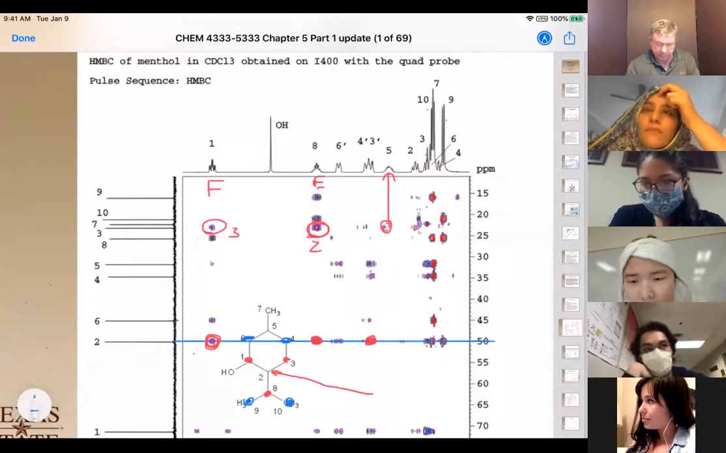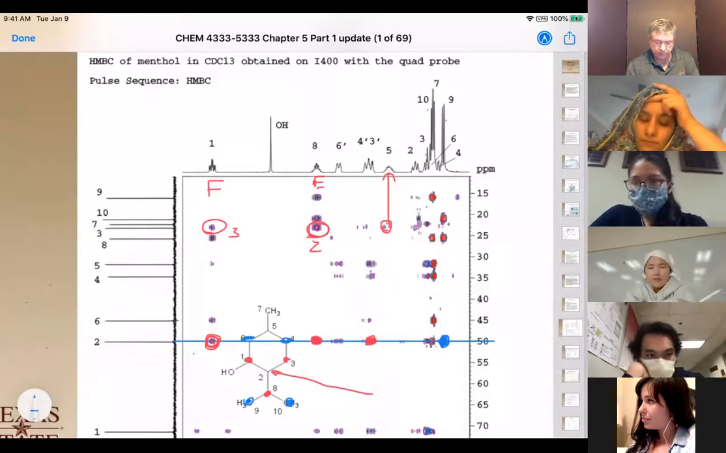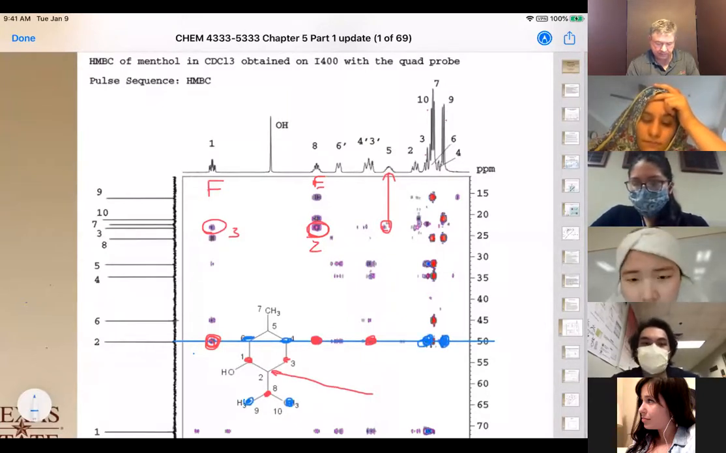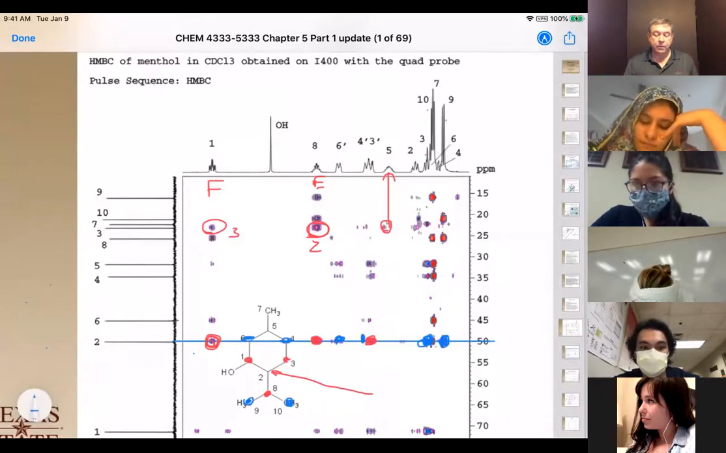Where we have 9 is a 3 bond correlation. 10 is a 3 bond correlation. And 4 is a 3 bond correlation. That's this one right here. And 6 is a 3 bond correlation there. Okay. So all of those connections do appear on our multi-bond correlation spectrum.